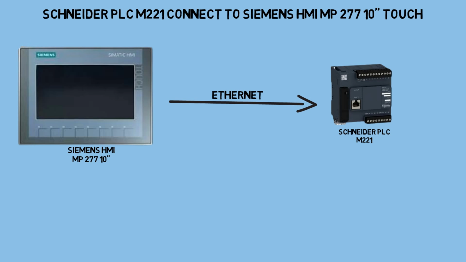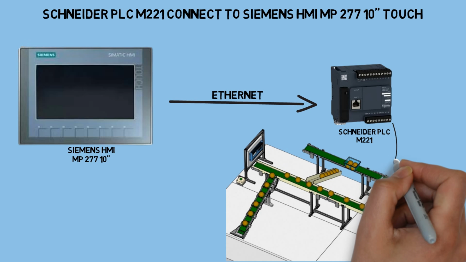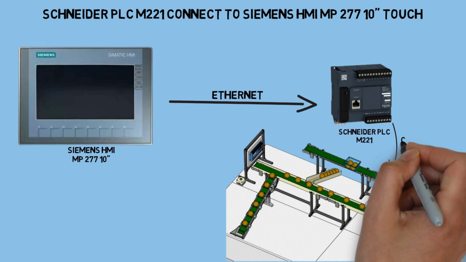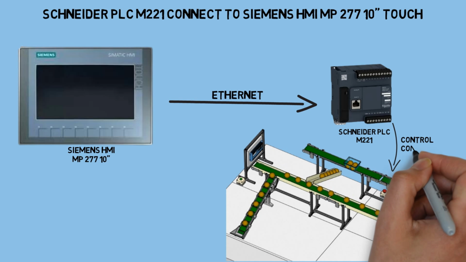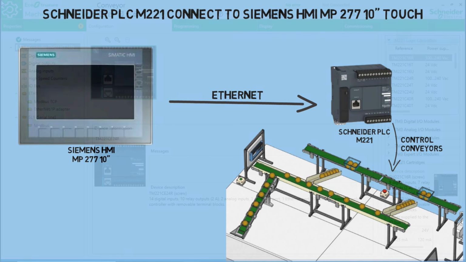As shown in this diagram, the Siemens MP277 10-inch HMI is connected to the Schneider M221 PLC through an Ethernet network. From this HMI, I will be able to monitor the system and control several conveyors connected to the PLC.